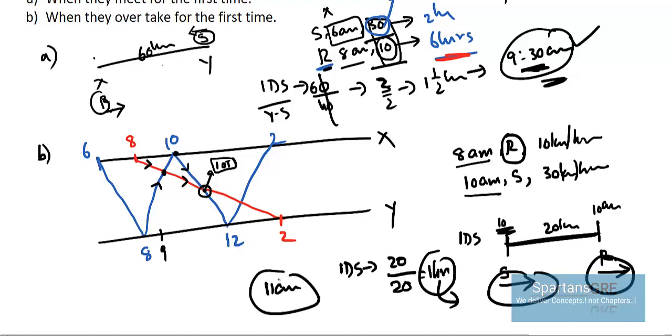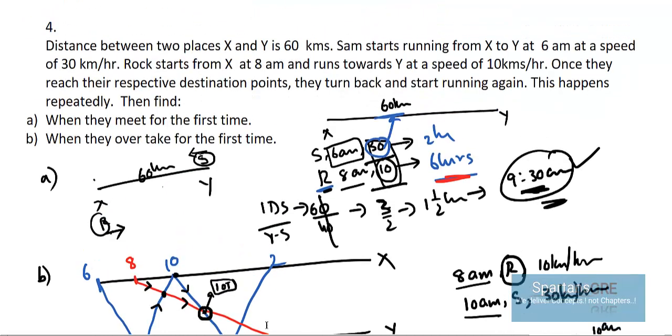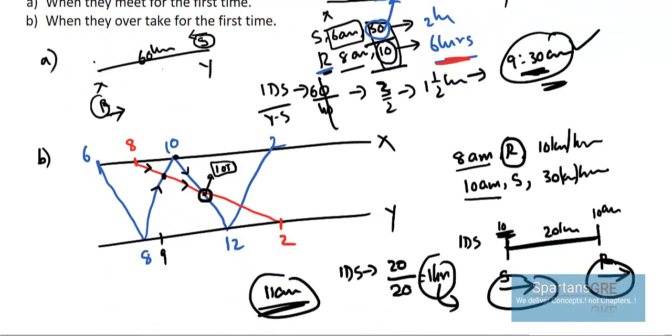You can verify that in the diagram itself. Here you see, this point lies after 10 and before 12, somewhere in between 10 and 12. We got the answer, it is 11, right? Okay, so let's move on to our next question.